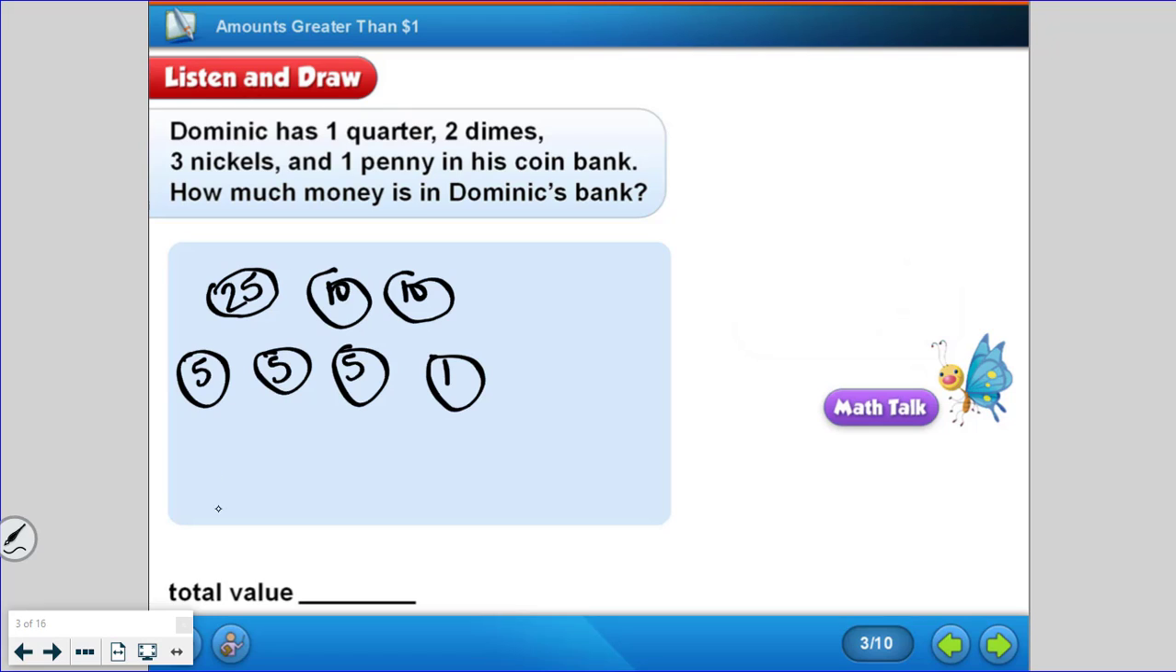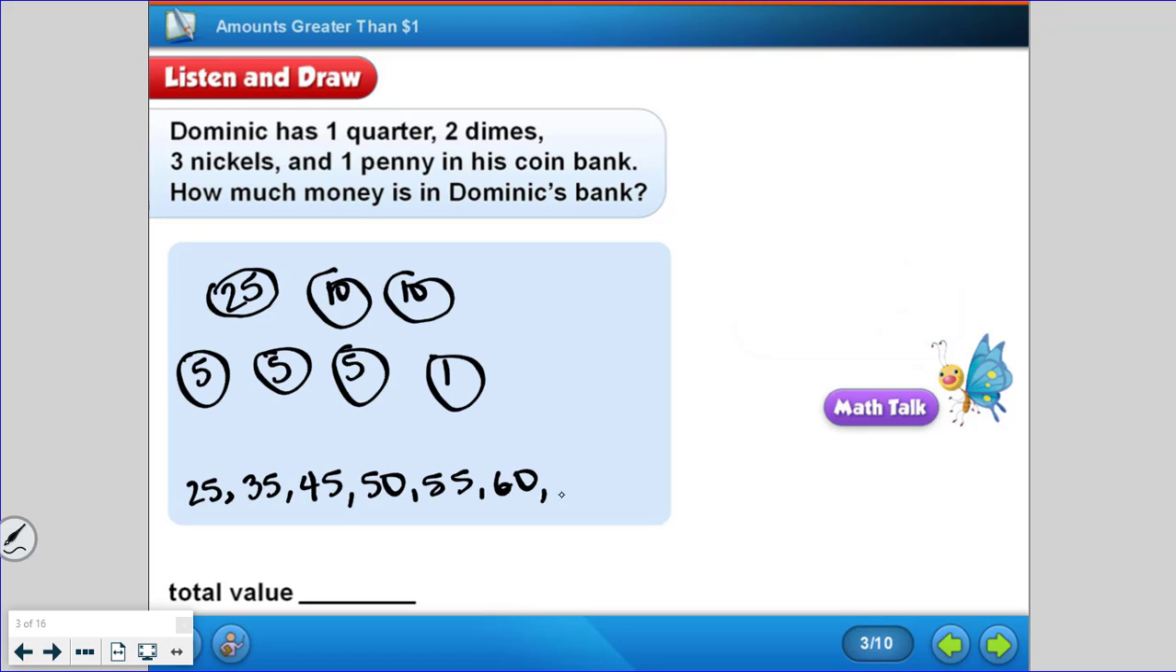All right, so you don't have to do it this way, but I'm going to write the amounts as I count. So I'm going to go this one, this one, this one, then these guys, and then that one. So our first count is going to be 25 cents. And then 25 plus 10 is 35. And then another 10 is going to be 45. And now we're going to count by fives. So 45, 50, 55, and then one more 5, 60.